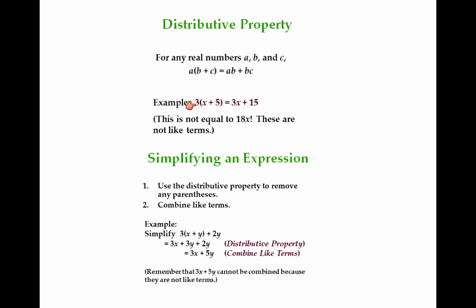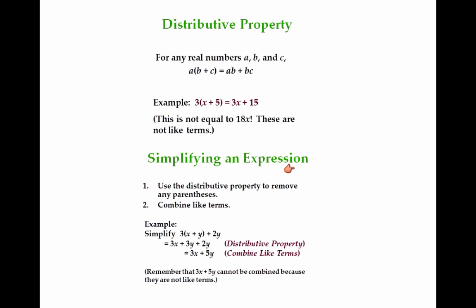If I have 3 outside the parentheses, I can distribute that and write it as 3x plus 3 times 5, which is 15. Now, I've seen a lot of times students combine these two together. Somehow they change it to 18x. They're not like terms. You cannot combine terms that are not alike. So if this is x, this must be x also in order to be able to combine them.